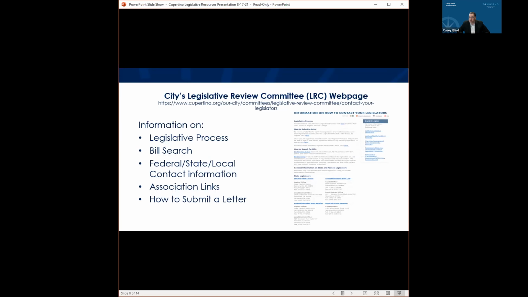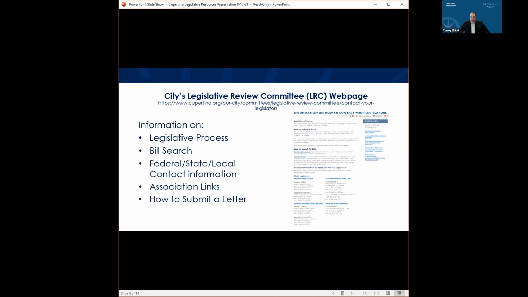Additionally, on the LRC website is a significant level of information, not just related to the city, but related to what's going on in Sacramento and DC. There's the flow chart that's in your packet, linked through on the LRC webpage. So there's information on the process, as well as links to directly search legislation, where you can find more information, bill analyses, hearing dates, those things.